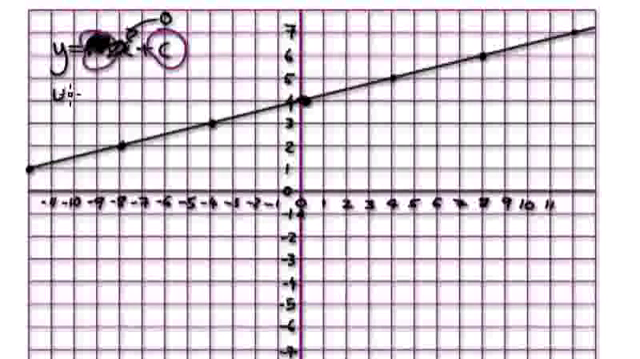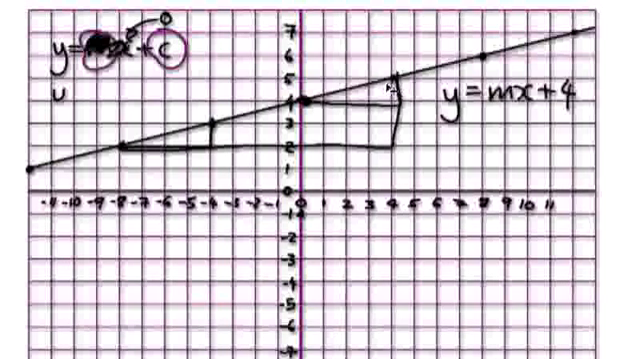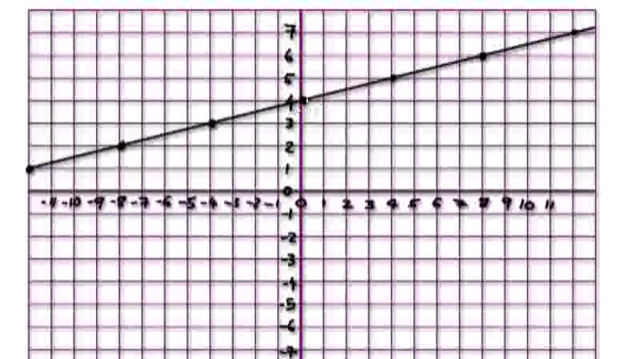So y equals mx plus 4. Now you need to find out the gradient. You can use any triangle. You could use this one here, or this one, or even this one. It doesn't matter which one you use, so I'm just going to use this one here.